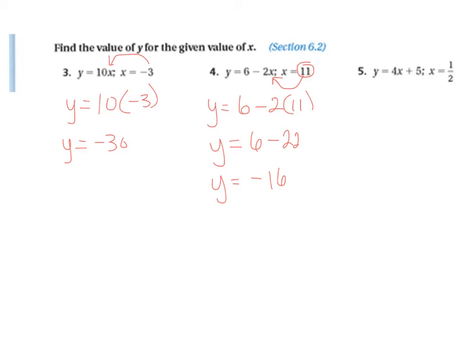On the last one here, we're going to be plugging in half, and this half is going to go in right here for x. So we're going to have y is equal to 4 times a half plus 5. And 4 times a half, or half of 4, half of 4 is 2. And 2 plus 5 is going to be 7.